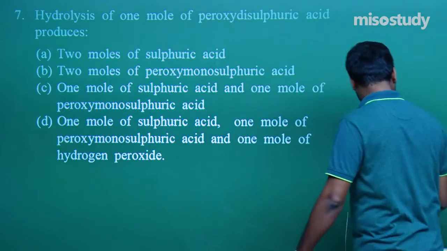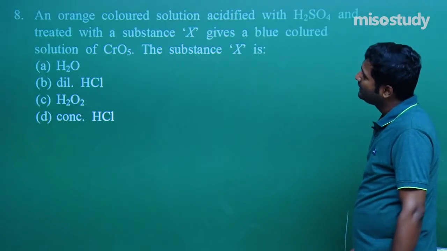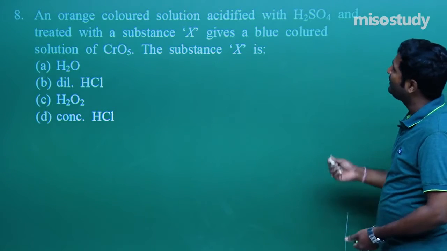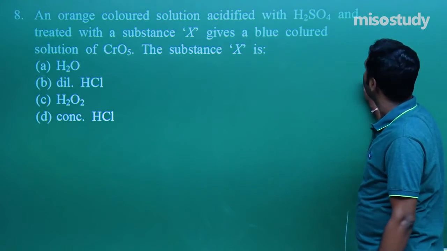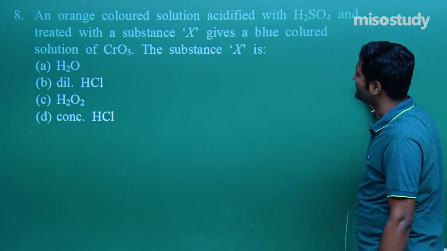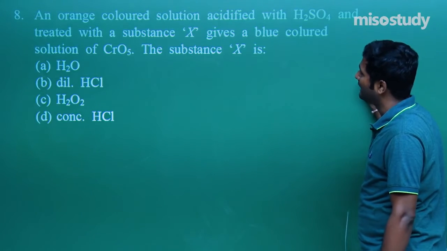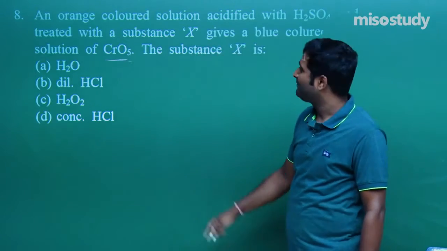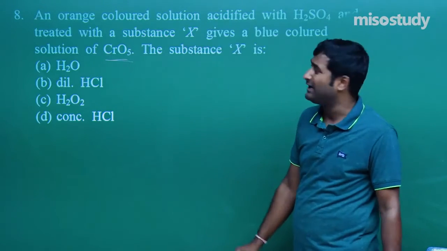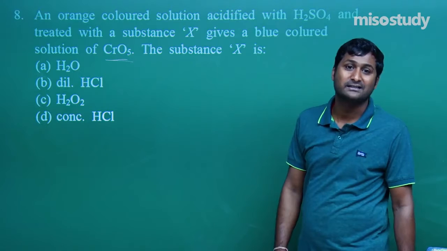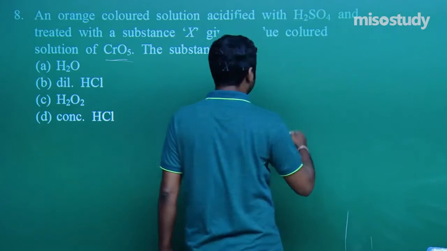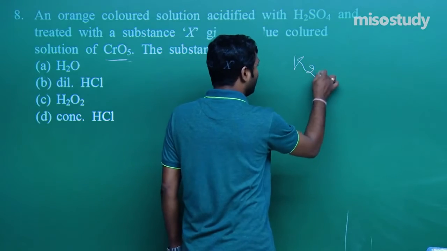Look at the next question. An orange colored solution acidified with H2SO4 and treated with a substance X gives a blue color. Do you remember this? If there is CrO5, then definitely X is H2O2, we know. And the orange colored substance is K2Cr2O7. How? Look at the reaction.